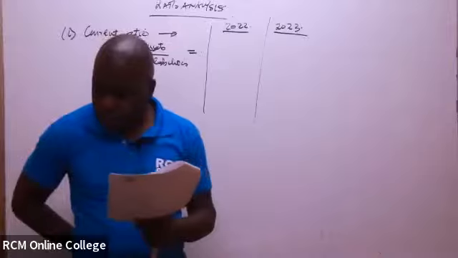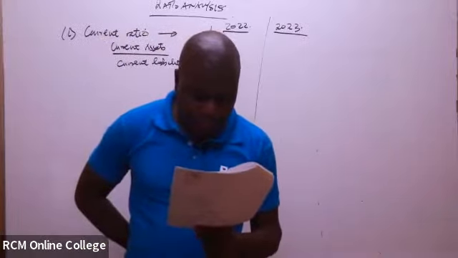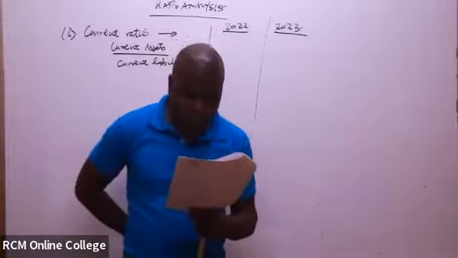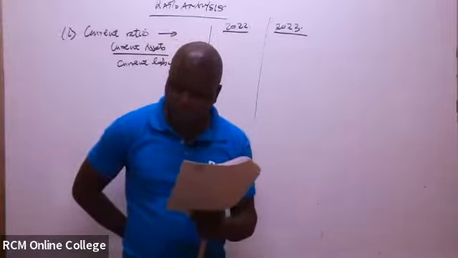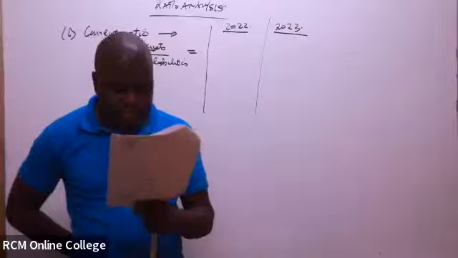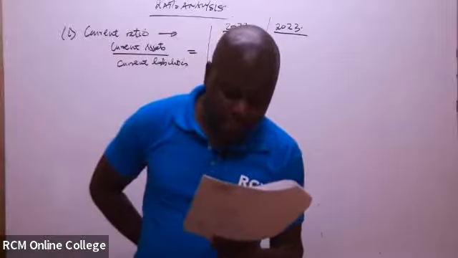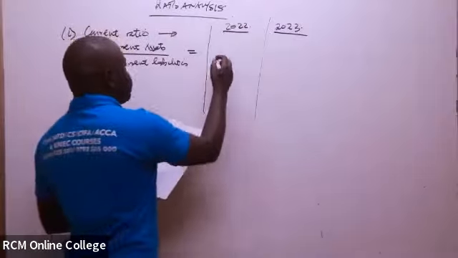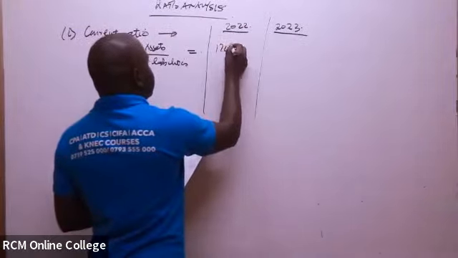For example, Nekesa, this figure you have given us of 3,110 is the total value of assets. So you need to specifically pick the total value of the current assets, which if you look very keenly, you'll see is 1710. Then the total value for current liabilities is exactly 745. So it is 1710 over 745.